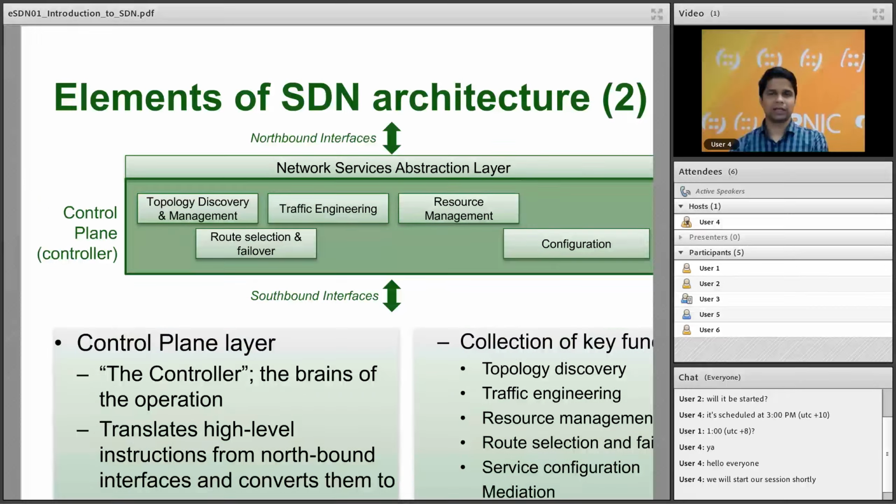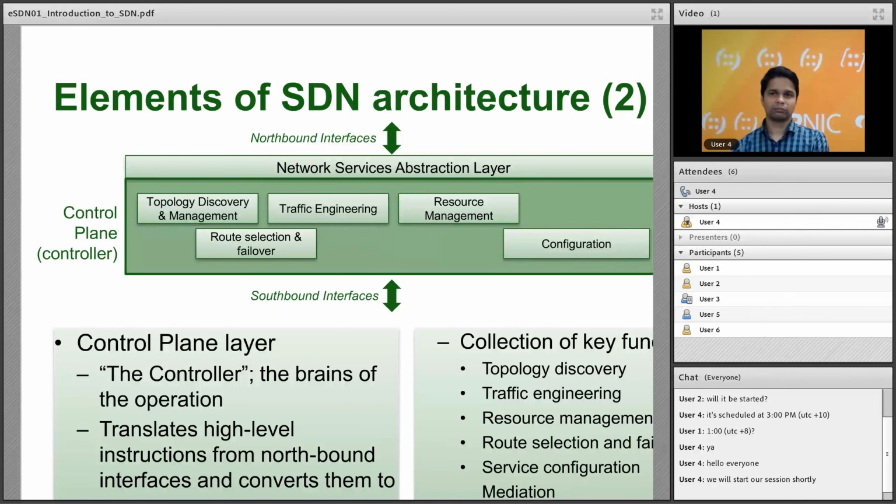The next one is the control plane. The control plane here, with the southbound interface, is the controller, known as the brain of the operations. It translates the high-level instructions we give by RESTCONF or REST API from the northbound interface and converts them to instruct the resource layer. It collects key functions used to manage in a distributed fashion: topology discovery, traffic engineering, resource management, route selection, service configuration, and so on.